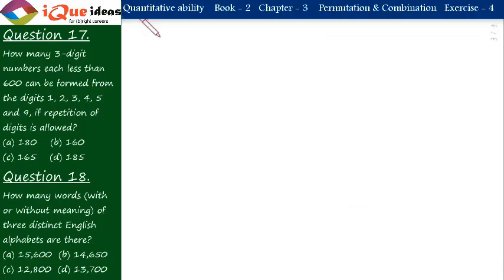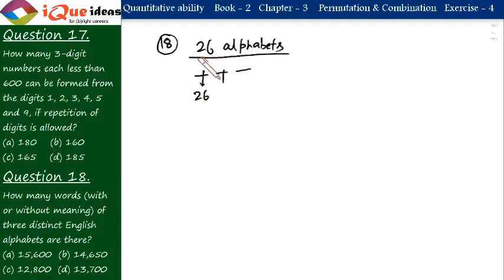Now next question, question number 18. It says, how many words, with or without meaning, of 3 distinct English alphabets are there? Now there are a total of 26 alphabets available. Okay, and we have to form a 3-letter word, right? A 3 distinct letter word. So there are 2 ways to do it. One way would be, let's fill the first place. It can be filled in 26 ways. Then the second place can be filled in 25 ways because one of them has been used, and the third place can be filled in 24 ways. So this is one way of doing this question.